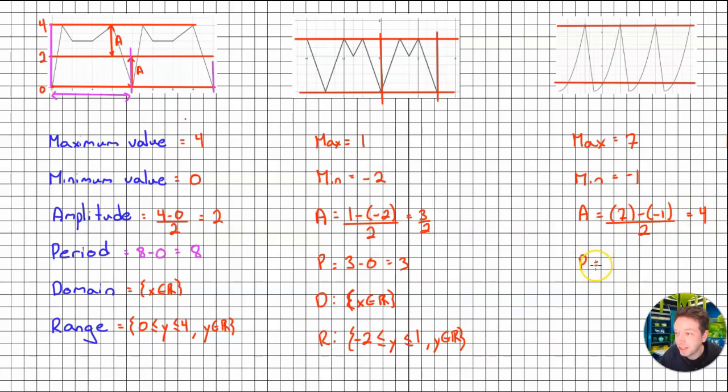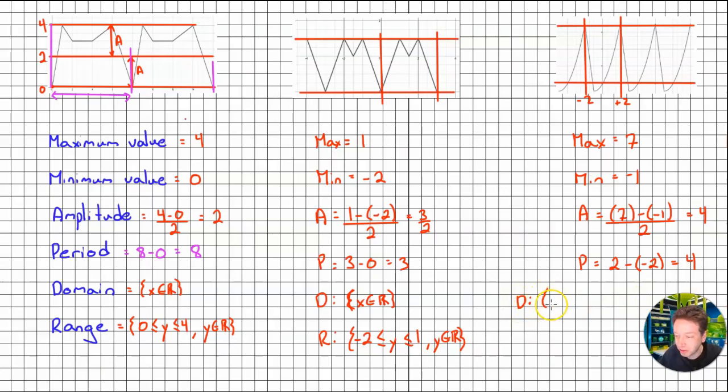Our period, well, let's pick a point. 0 would be right here, so I'll pick this point. We'll go from here to here. So it looks like we're going from -2 to +2. So our period would be 2 subtract -2. Just find the difference. So our period is 4.